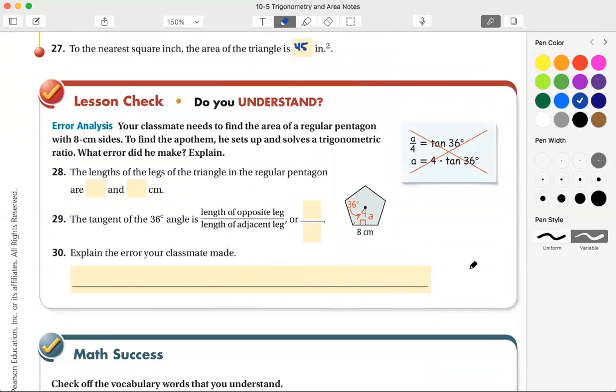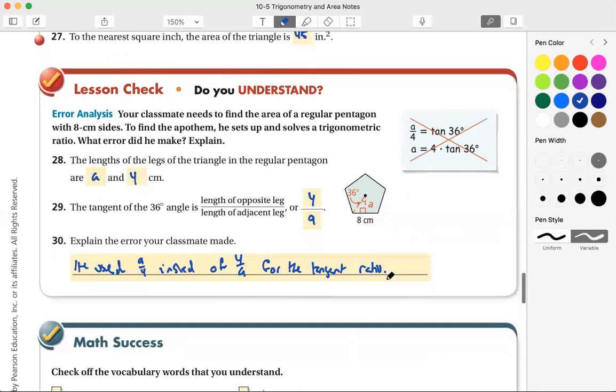Okay. So your classmate needs to find the area of a regular pentagon with 8 centimeter sides. To find the apothem, he sets up this trigonometric ratio. What happened? Well, we know that the lengths of the legs of the right triangle in the regular pentagon are A and 4. The tangent of a 36-degree angle is the length of the opposite over the adjacent, or 4 over A. So what happened? He used A over 4 instead of 4 over A for the tangent ratio. And that's the end of this section.